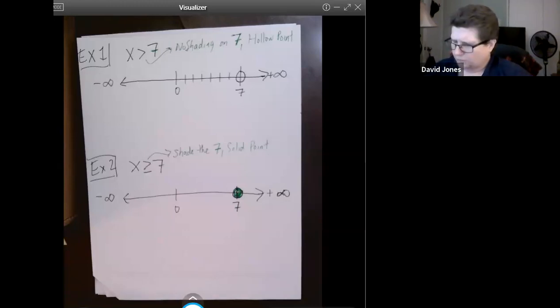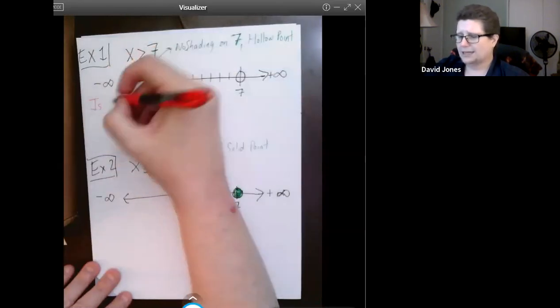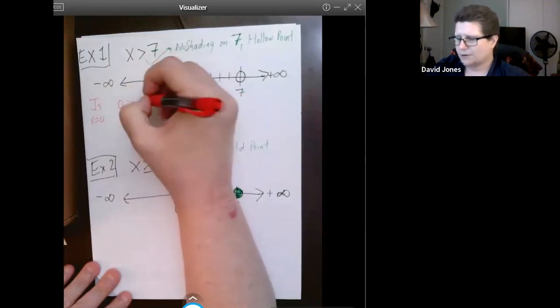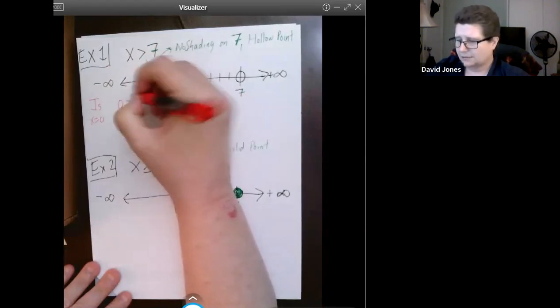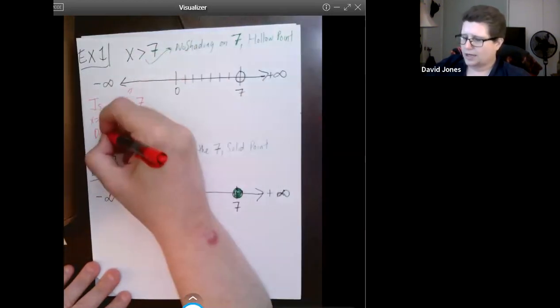All right, so now we need to shade values that work. If you're unsure what to do, it's always handy to plug in 0. And then if it's true, shade that region. If not, don't shade that region. What I mean by that, let's do x equals 0. Is 0 greater than 7? No. Don't shade towards 0.